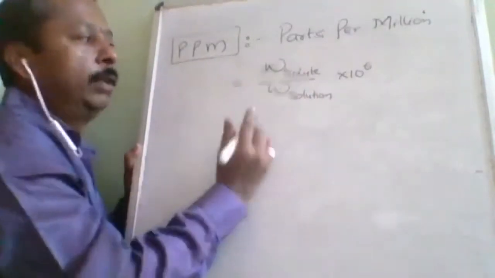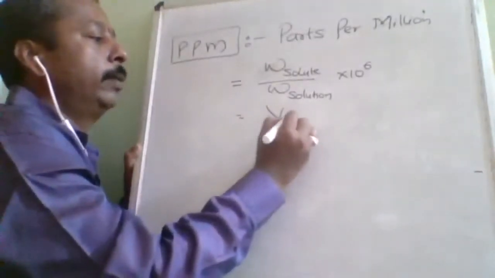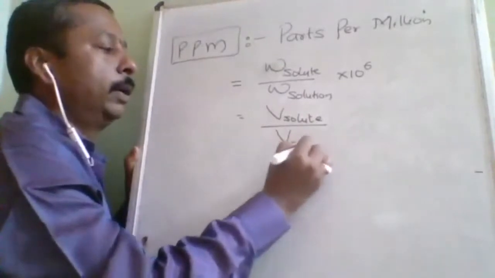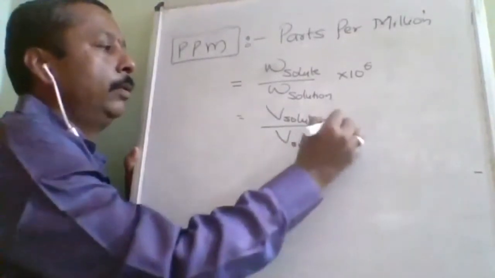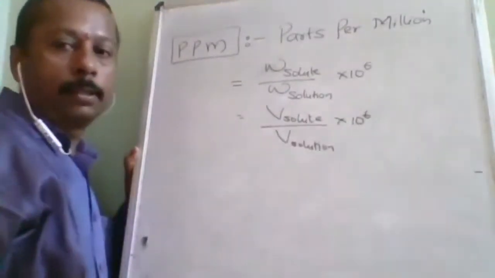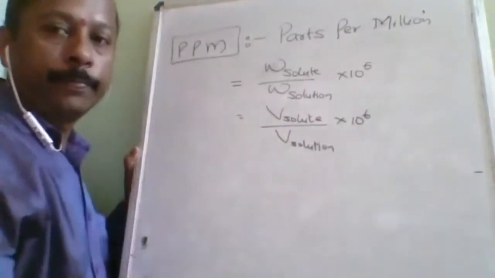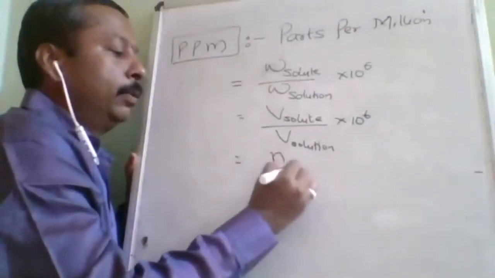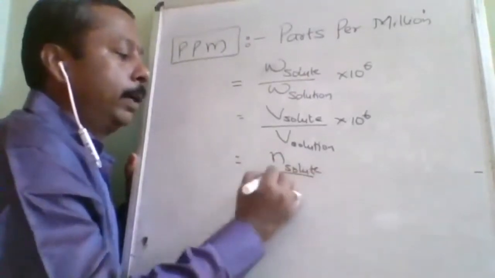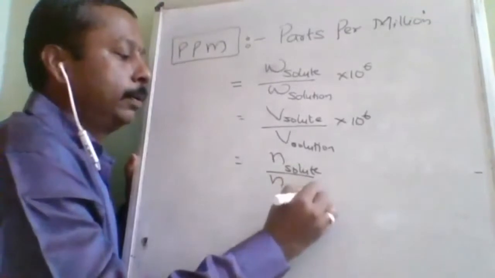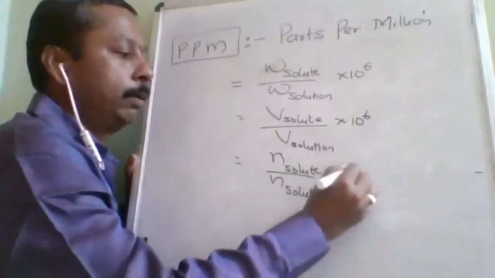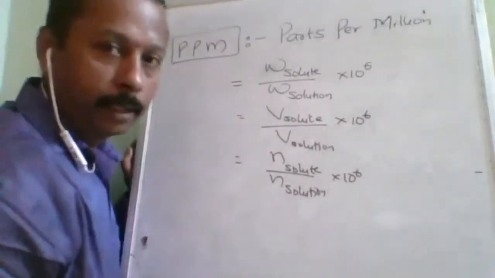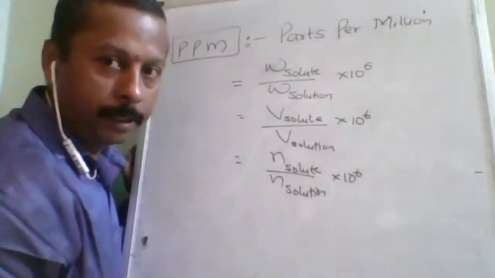Okay. This can be in mass, and in the same way it can be in volume also: volume of solute divided by volume of solution into 10 to the power of 6. Even it can be number of moles of solute divided by number of moles of solution, into 10 to the power of 6. These are the per million, 10 to the power of 6. It is just like percentage only.